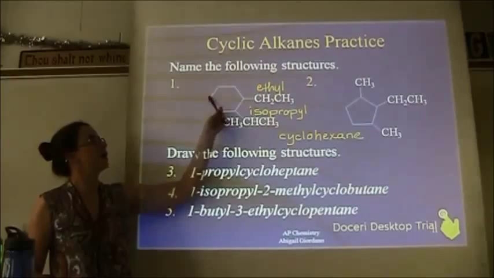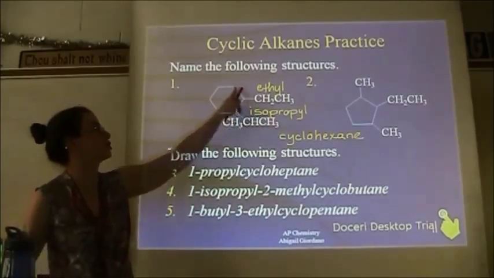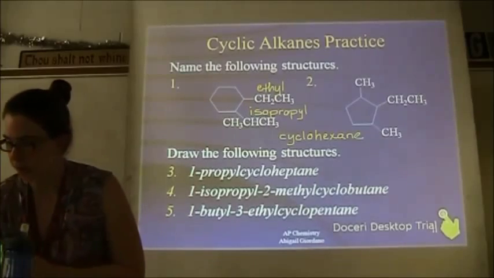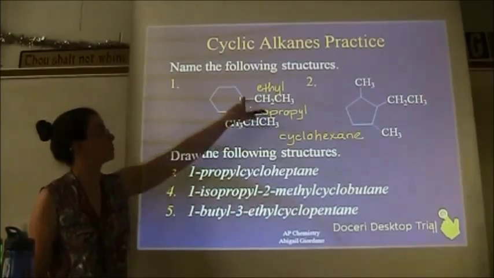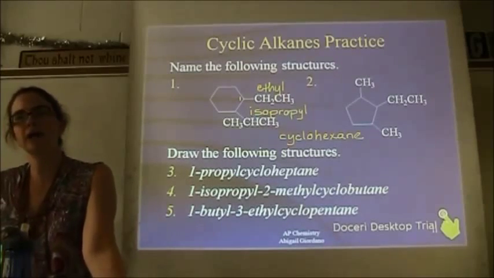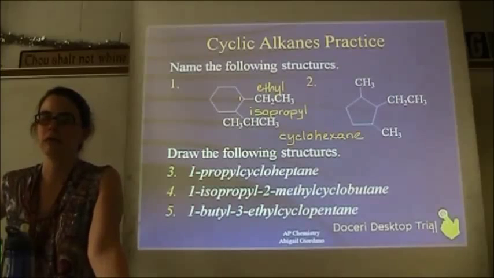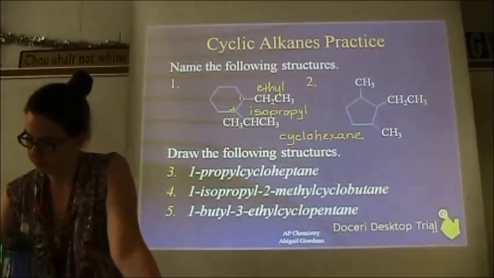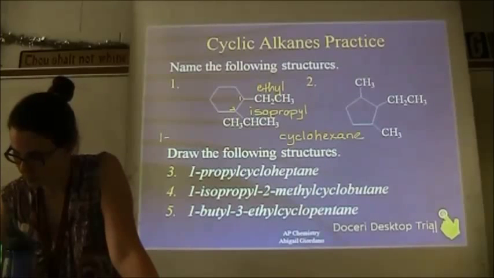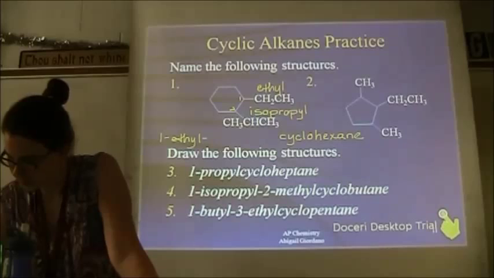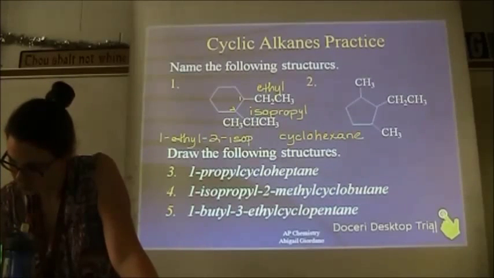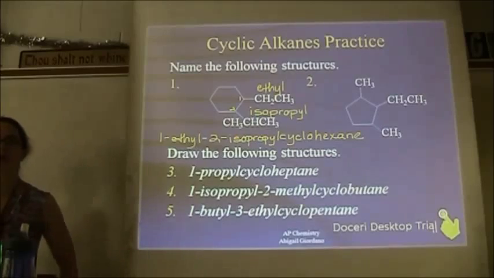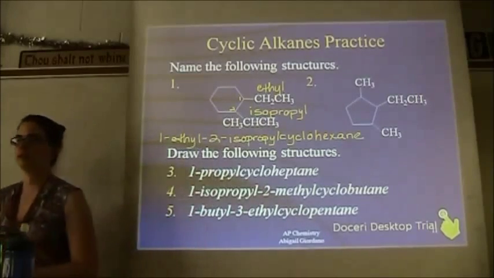Instead of numbering our main chain, we're going to number the corners of the shape. What comes first in the alphabet, E or I? E. So I'm going to make that corner number one. Do you think I should number clockwise or counterclockwise? Clockwise. Why clockwise? You want the lower numbers. Exactly. So, here we go. One, ethyl. Two, isopropyl. Ooh, perfect. Isopropylcyclohexane. Don't you feel smart saying these things? You guys do the rest. Go.